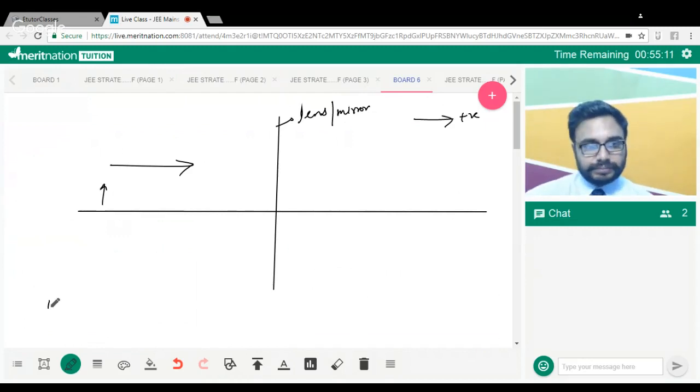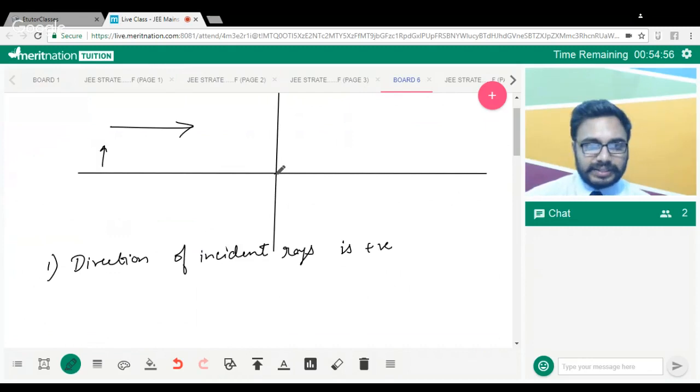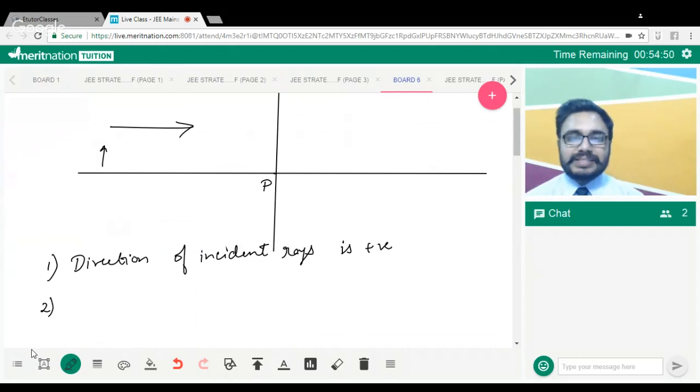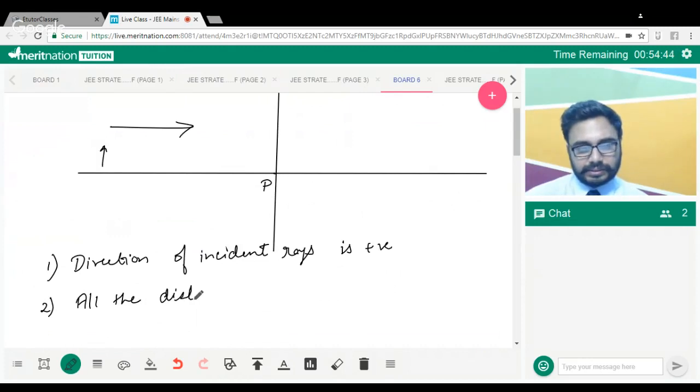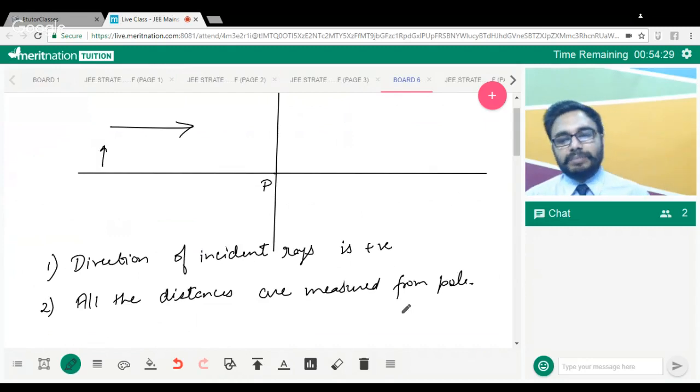This is the first thing: direction of incident rays is positive. And this is pole or optical center. Second important thing, all the distances are measured from pole. Be it the distance of image, be it the distance of object, we'll measure it from the pole.